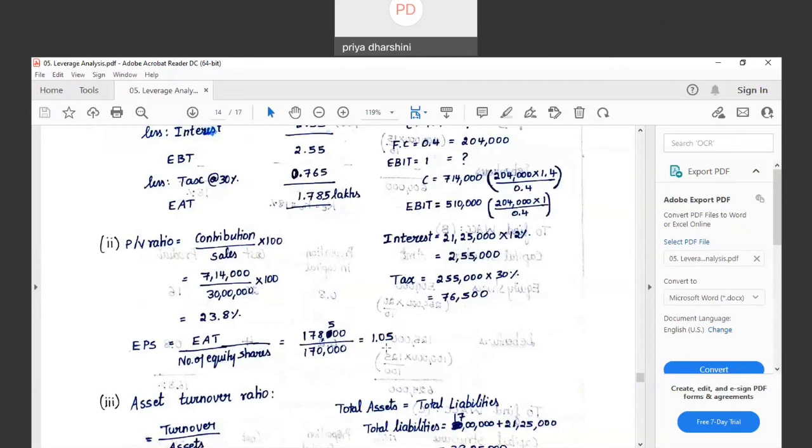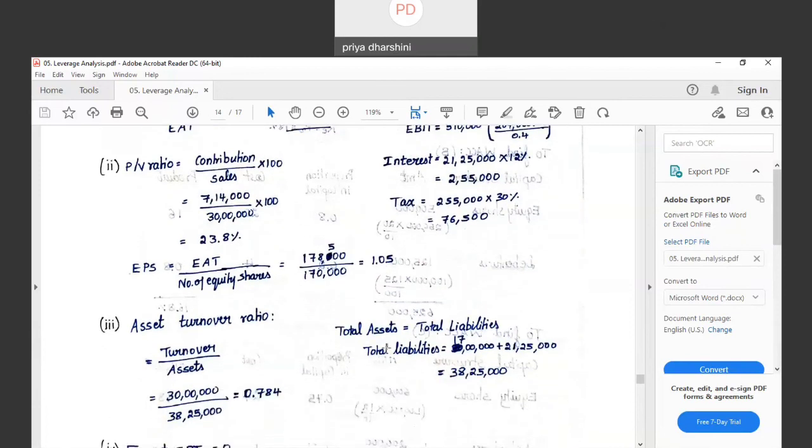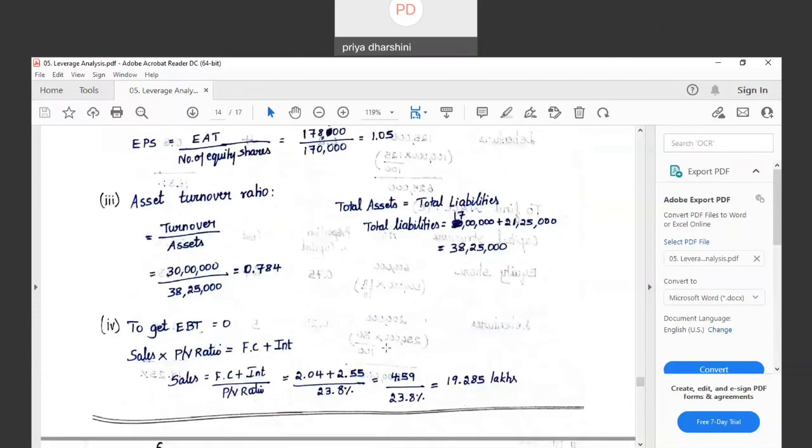Right. Then coming to the third subdivision, if the company belongs to an industry whose asset turnover is 1.5, does it have a high or a low asset leverage? So the industry leverage is 1.5. What is for this company? How do you find asset turnover ratio? It is turnover divided by total assets. What is turnover? Turnover is sales, which is 30 lakhs. Divide by total assets. Do you know total assets? Here, total assets is not given.